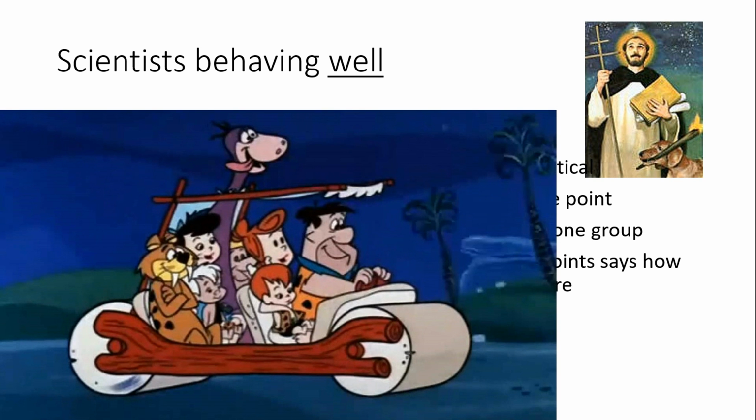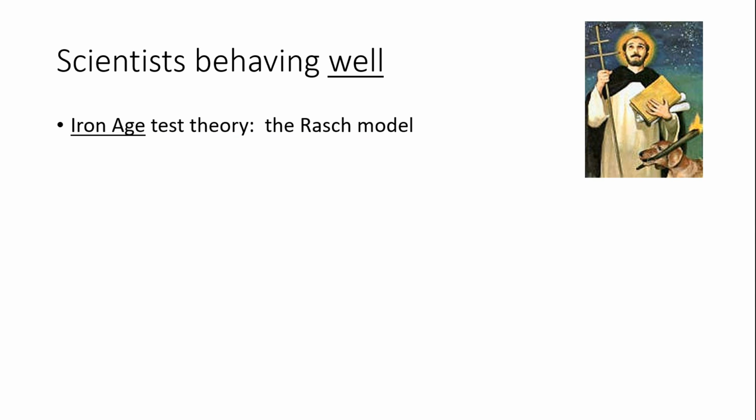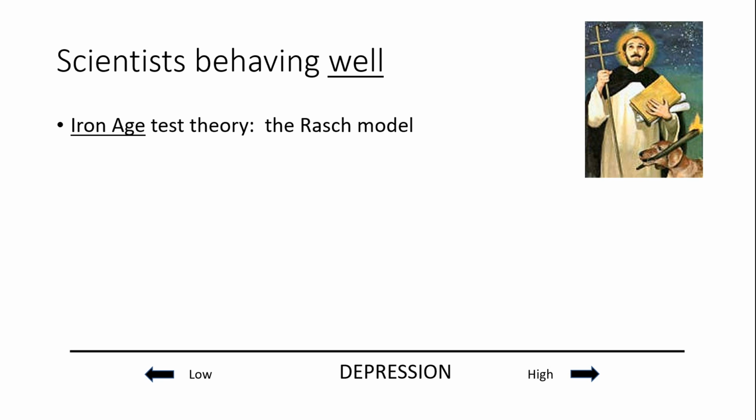Stone Age. Okay, Iron Age test theory is the Rasch model. You will see the Rasch model or Rasch analysis in article titles, so it's important to know what this is. We have an underlying continuum of depression. It just runs from low to high here. And we have no yes items. Let's assume that they're all set up so that if you say yes, you're more depressed.